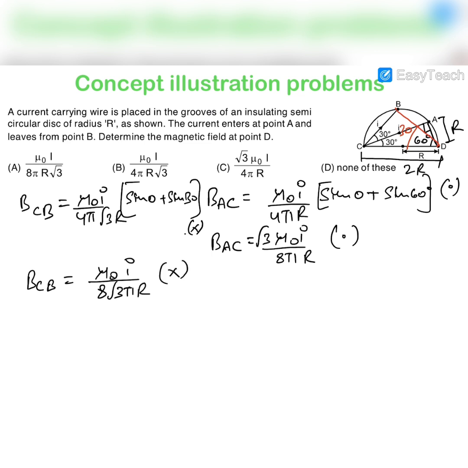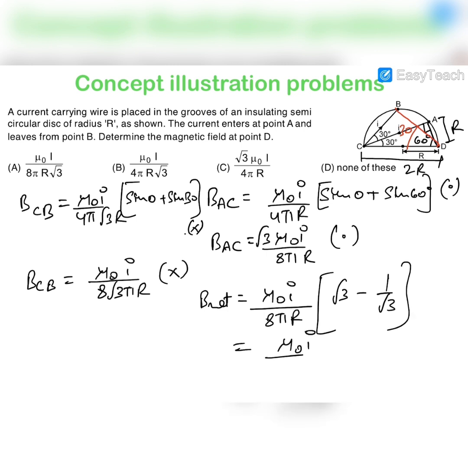Now you can see that BAC is greater than BCB, so B net will be equal to mu naught I by 8 pi r times root 3 minus 1 by root 3. So it would be equal to mu naught I by 4 root 3 pi r, and therefore the correct answer would be option B. Now let us move on to the next question.